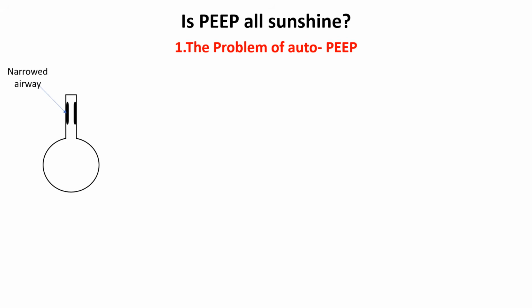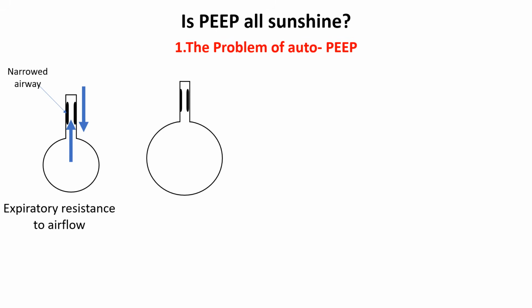PEEP, while essential for improving oxygenation and preventing alveolar collapse, comes with risks if not carefully managed. PEEP can cause auto-PEEP or intrinsic PEEP in patients with airway obstruction, such as those with asthma or COPD. In obstructive lung disease, airway narrowing creates resistance to airflow. When a ventilator delivers a breath, air enters the alveoli, but due to the obstruction, exhaled air takes longer to exit. Since the ventilator does not wait for full exhalation before delivering the next breath, not all the air leaves the lungs before the next breath begins.